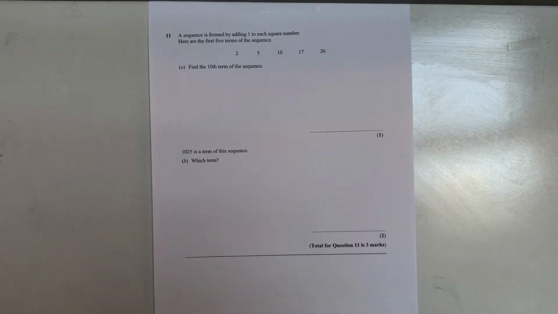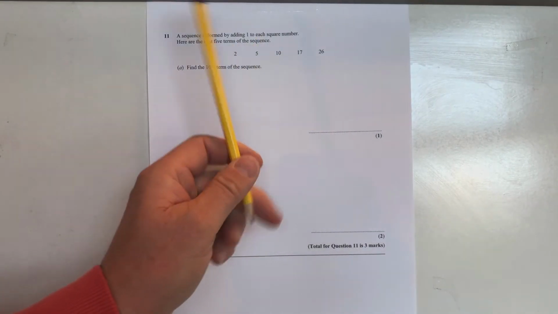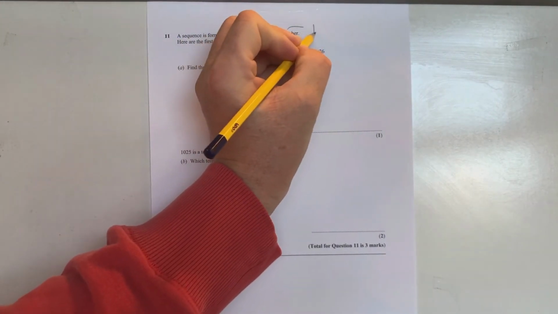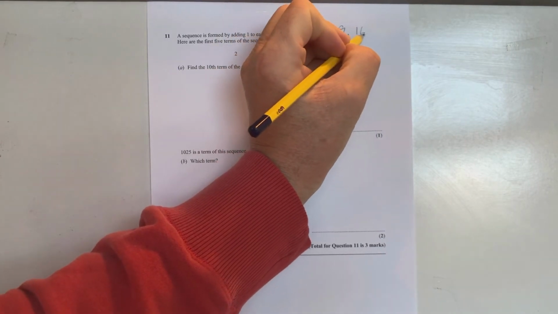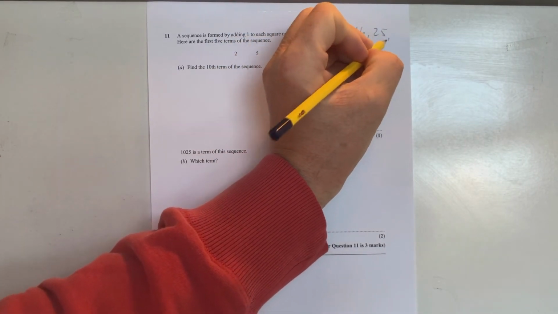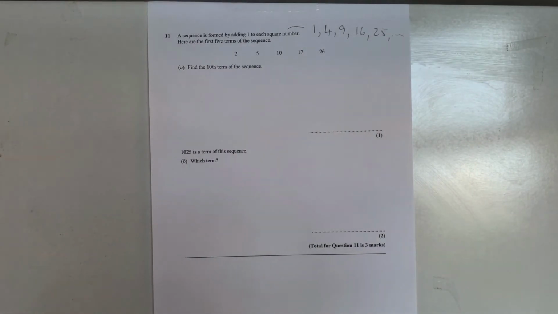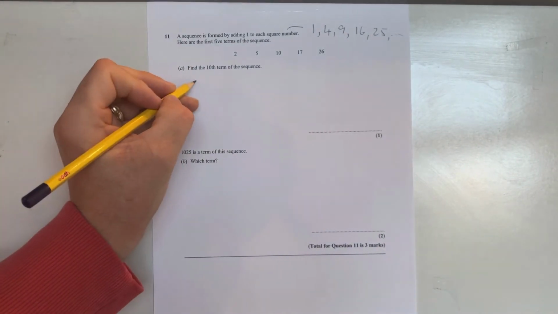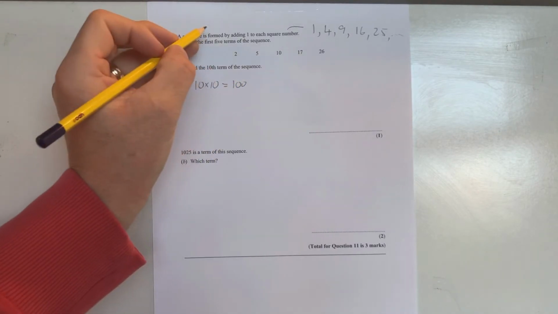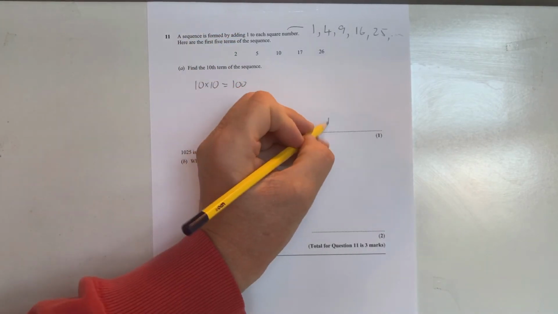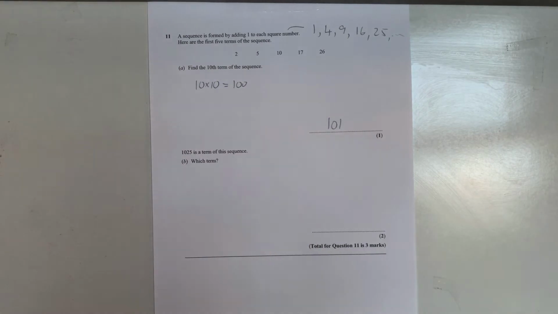So this one talks about the square numbers. So your square numbers are 1 times 1, 2 times 2, 3 times 3, 4 times 4, 5 times 5, etc. So you want the 10th number. 10 times 10 is 100, but as it says, adding 1 to that, so it's 101.